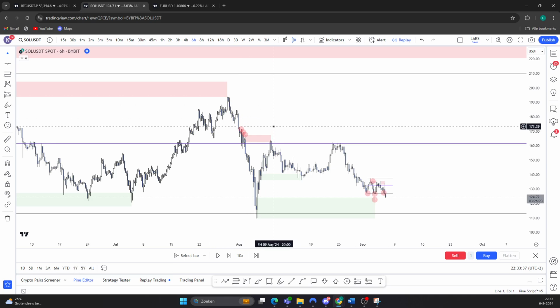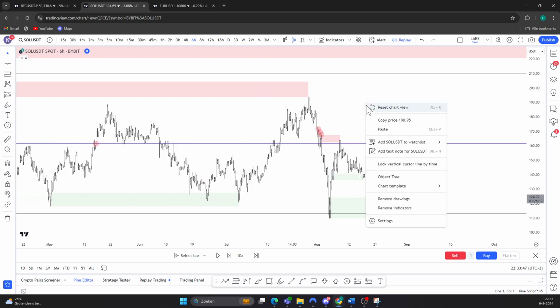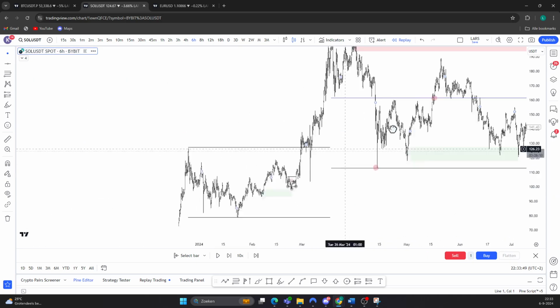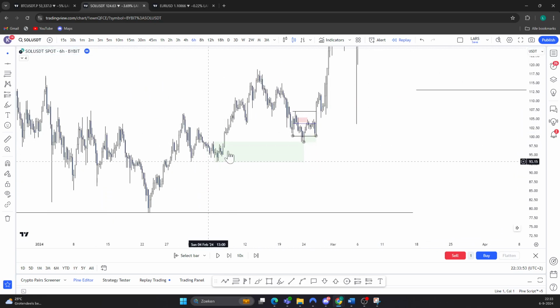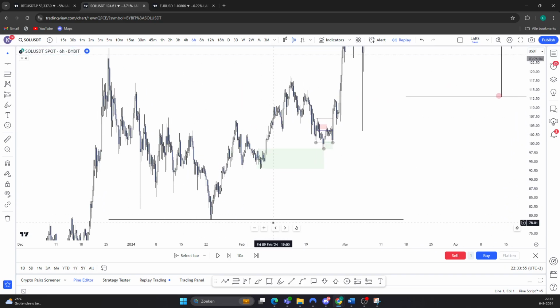We have market structure. We have ranges. Now we also have the POIs, the supply and demand areas, either in the form of an order block or structure demand or structure supply. So tying it back, right? Tying it back to the last video where I was talking about why I was expecting a bounce and why was it so good looking.